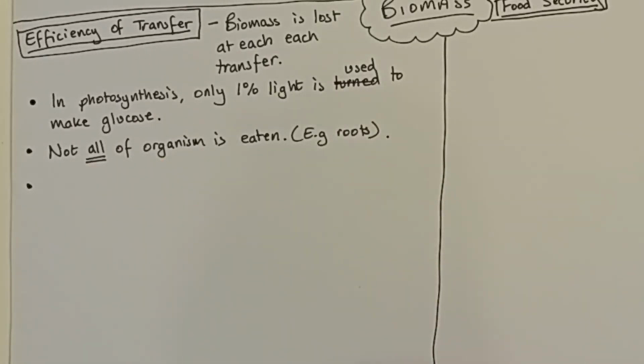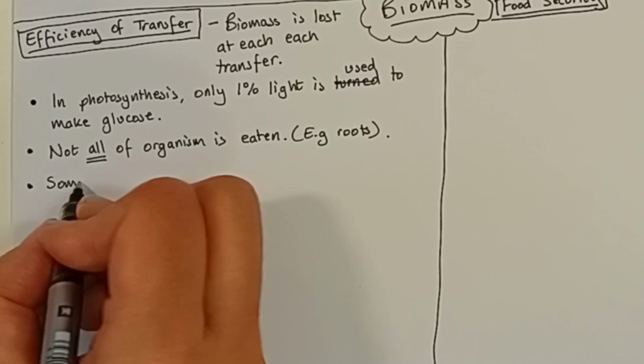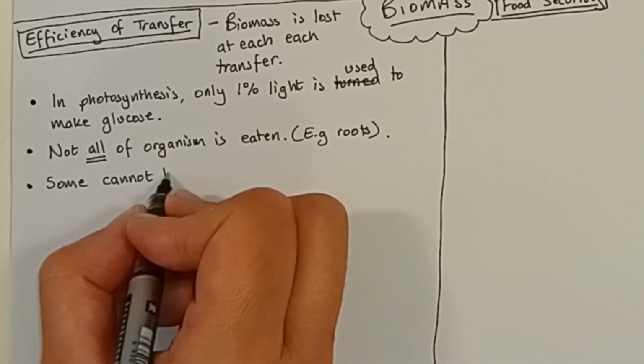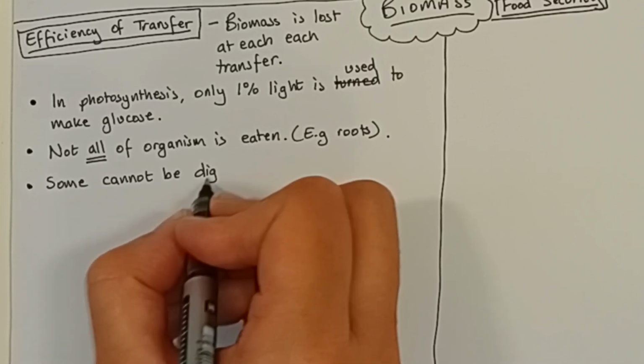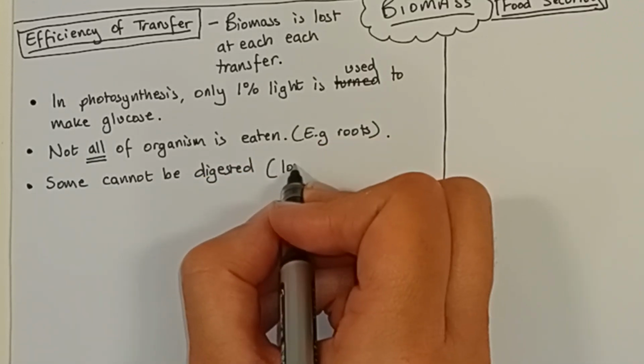Also, even if you do eat all the organism, it's not necessarily digested. So it's egested, it's lost as feces. We don't class feces, doing a poo, as the same as excretion, right? Because it was never part of your cells anyway. So we say it's egested. So some cannot be digested. So it's lost as feces.